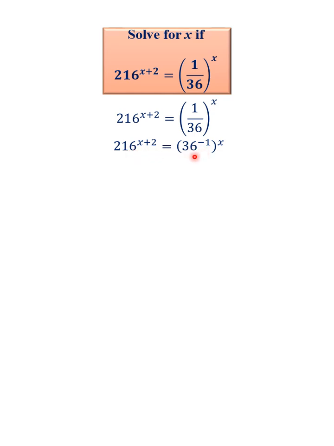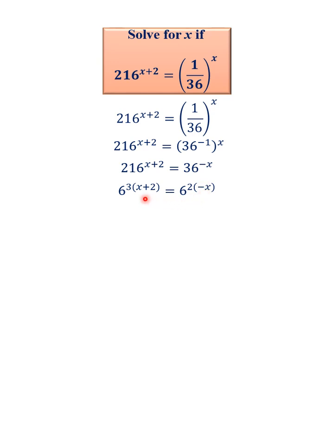But before that, let us look at this. This negative 1 can multiply this x so that we have minus x as the power of 36, because this is the power of power law. So we have 216 raised to the power x plus 2 equals 36 raised to the power minus x. Now let's break both sides down to the same base of 6. On the left hand side, we have 6 to the power of 3. That will give us 216. Of course, it multiplies the power x plus 2. Equal to 6 to the power of 2 gives us 36, and of course the 2 multiplies the power of minus x. Now we have them in the same base.